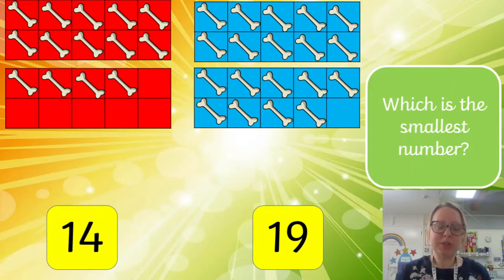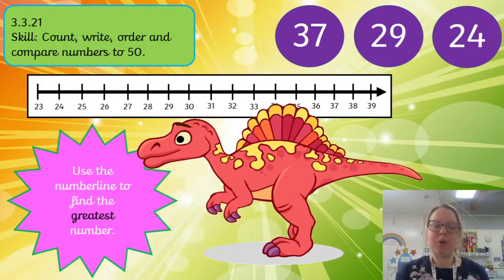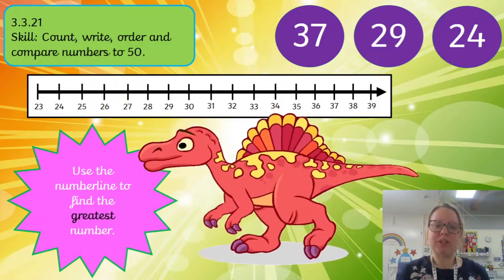So the smallest number is number 14. We have less in this group. 14 is a smaller number than 19.